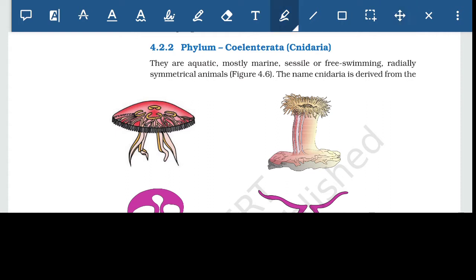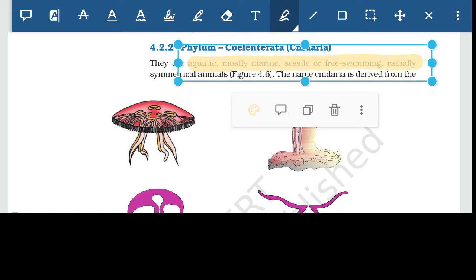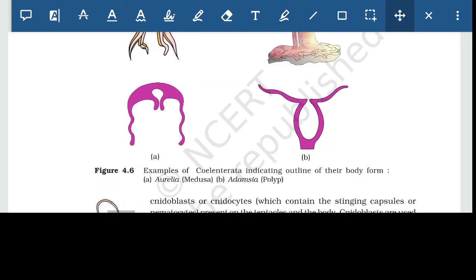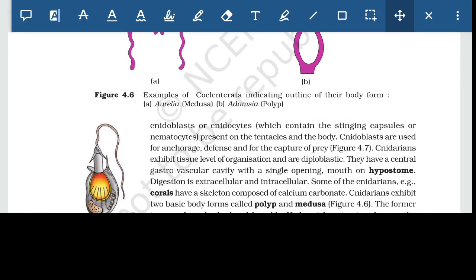They are aquatic, mostly marine, sessile or free living. Radial symmetry, as I had said. The name cnidarians is derived from nidoblast cells or nidocytes. As I had said, nidoblasts or nidocytes. This is very important. Nidoblast cells contain stinging capsules or nematocytes. Stinging capsules or nematocytes.